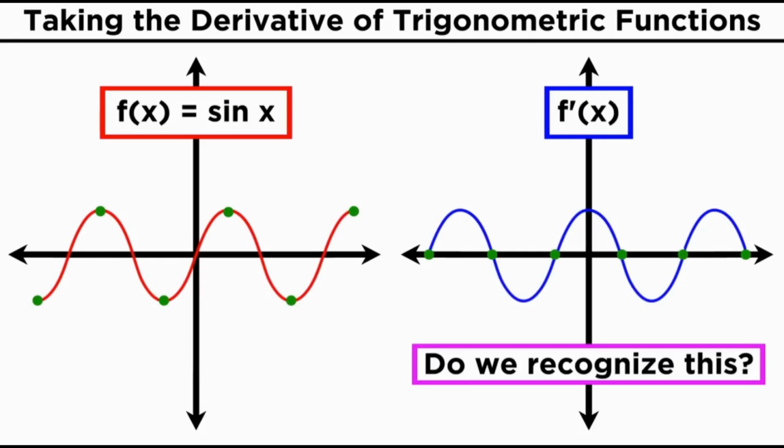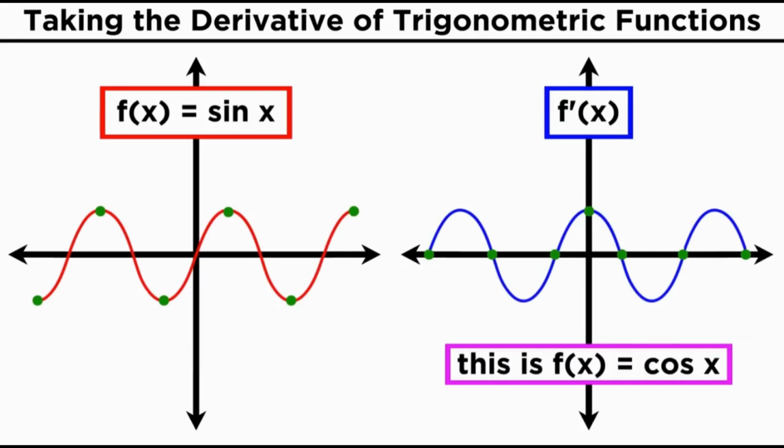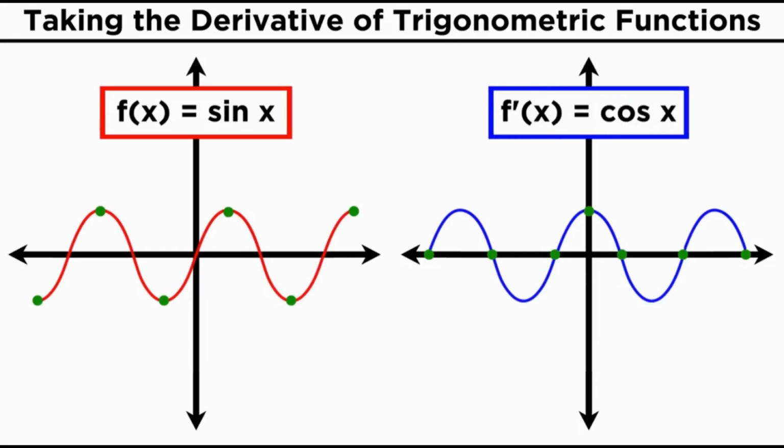But what is this? The function equals 1 when x is 0, and then goes to 0 at half pi, and continues on in this manner. Well, this is simply the graph for cosine x. So it is the case that the derivative of sine x is the function cosine x.